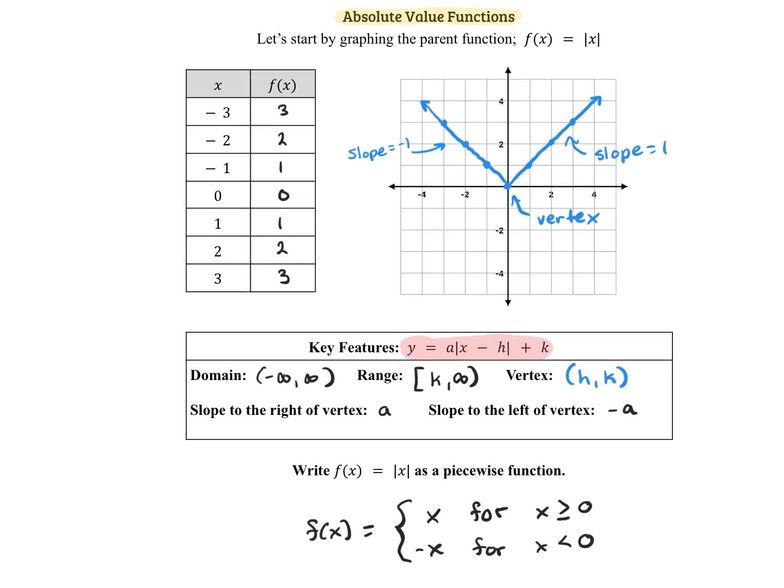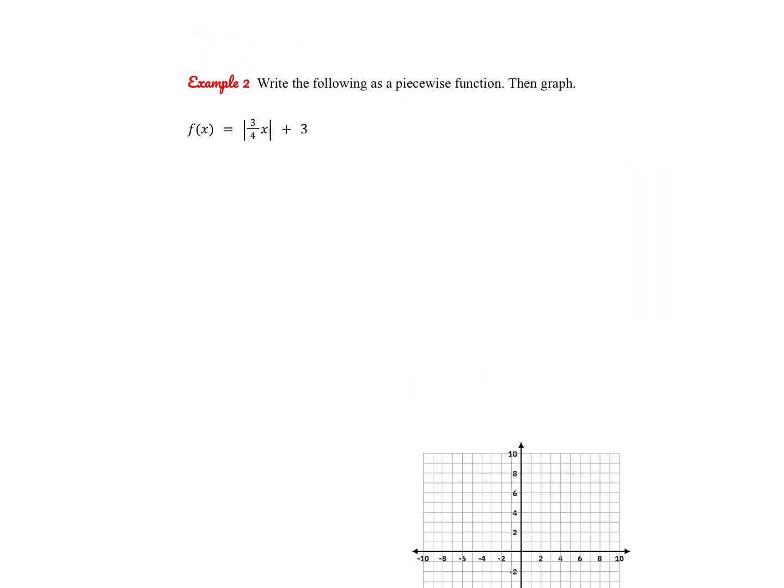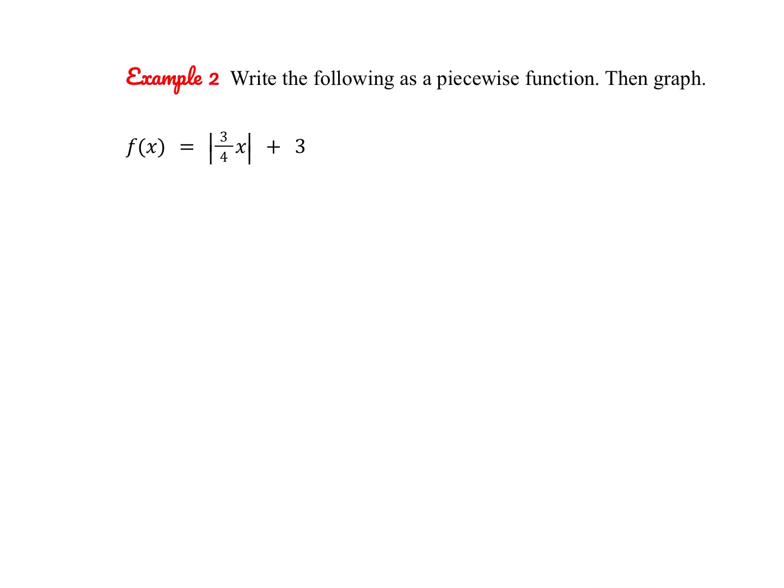So we are going to practice writing more complex absolute value equations as piecewise functions, but we'll also practice graphing them just based off what we know where the vertex to be and using a as the slope to the right and the opposite of a as the slope to the left. All right, let's give this first one a try together.